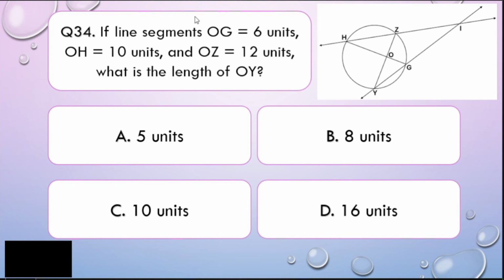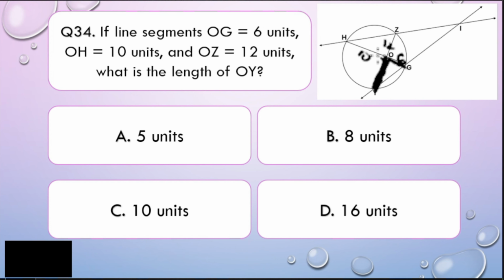Alright, math learners, in order for us to solve this one, again, we need to have our given. We have here OG, that is 6. This segment here. Then, we also have OH, this one here, 10. And we have OZ, this is 12. Now, the question is, what is this line segment here?